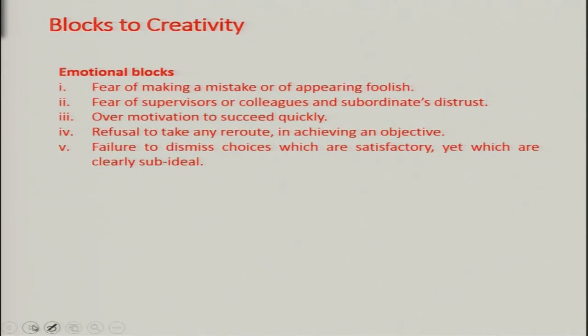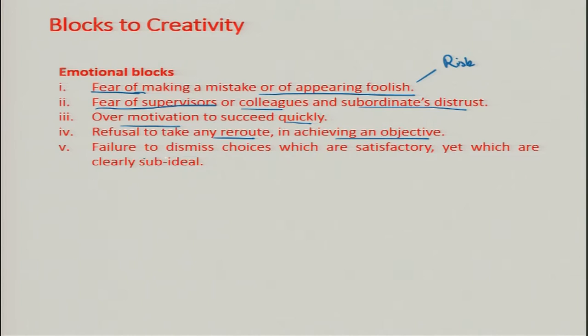So emotional blocks. Similar to cultural blocks, we can have emotional blocks. Emotional blocks are sometimes fear of making a mistake or appearing foolish, okay, risk. Sometimes this kind of emotional block is there. There is situation and fear of supervisors who do not encourage creativity, or colleagues or subordinates' distrust, over-motivation to succeed quickly, refusal to take any reroute in achieving an objective, failure to dismiss choices which are satisfactory yet which are clearly sub-ideal. Sometimes these emotional blocks also block creativity.